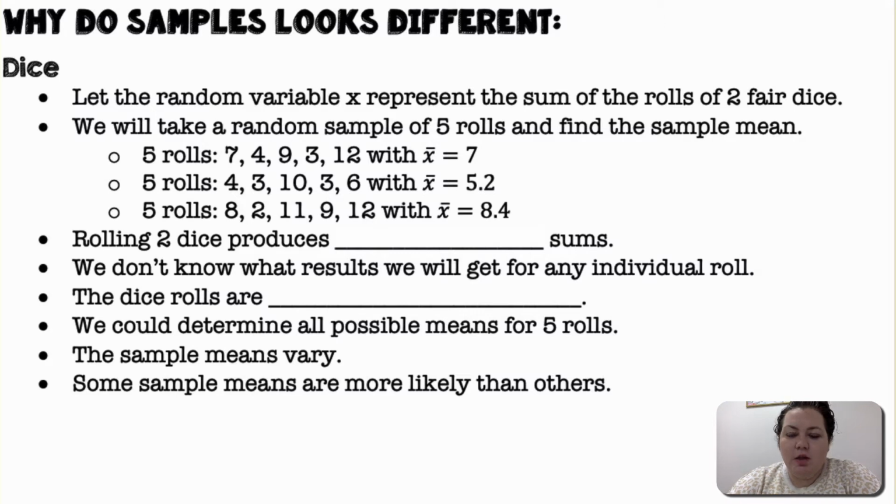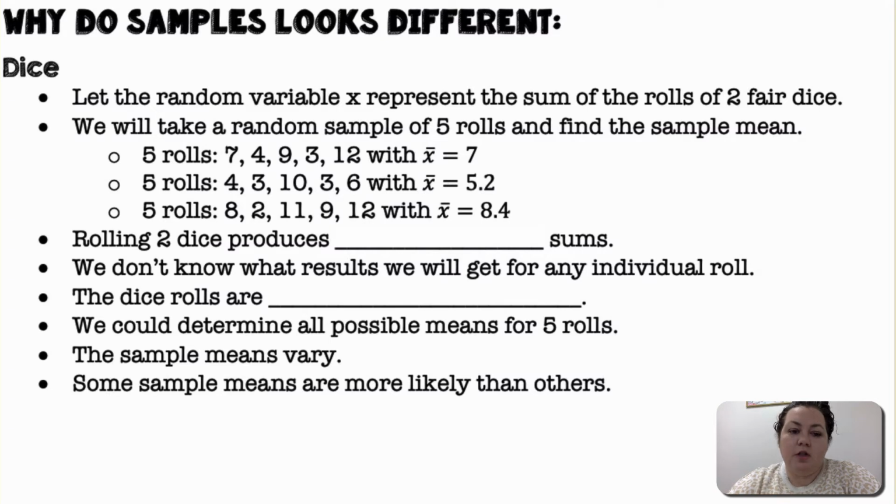So we're going to look at an example with some dice. Let the random variable x represent the sum of the rolls of two fair dice. We take a random sample of 5 rolls and find the sample mean. All right, so we roll the dice 5 times. We add the 2 dice together because it's the sum of the 2 dice.